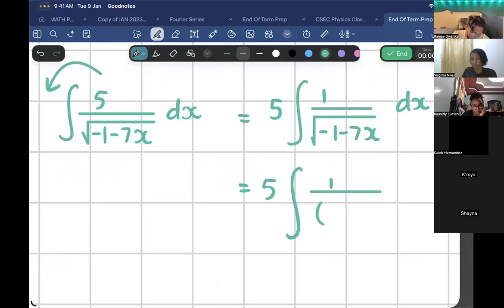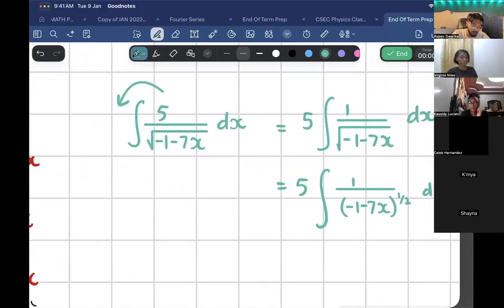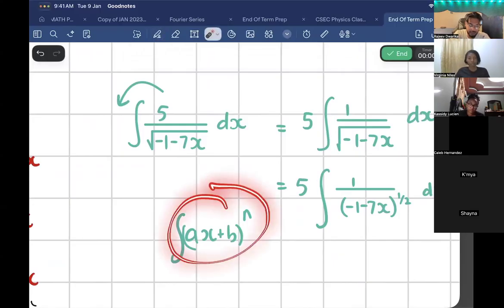-1 minus 7x, bracket to the power of a half. But this is not quite in the form I want. I want it to be in the form ax plus b in brackets to the power of n. Are you guys seeing any fractions over here? Yes or no?